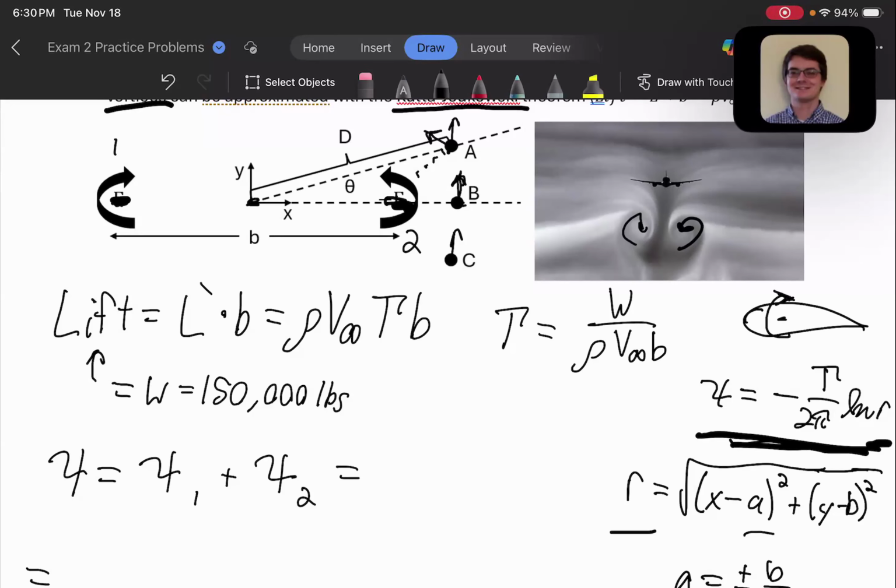So first we're going to do this vortex. Its location is at negative b over 2. So when we substitute everything in, we have the opposite of a negative, so it ends up being a positive gamma over 2 pi, and then ln of the square root of x, it's negative, so it's plus b over 2 squared plus y squared.